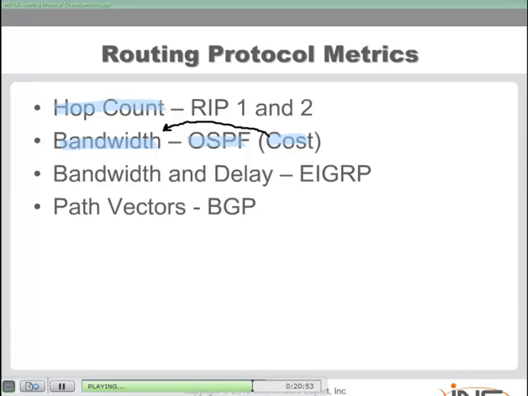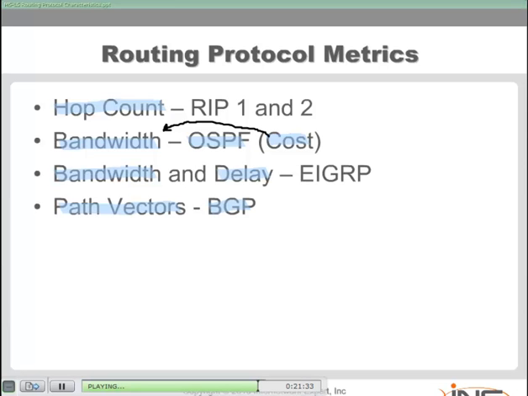EIGRP is so sophisticated, it uses what we call a composite metric. It considers both bandwidth and delay values in order to create the metric that is used for the best path determination. And BGP, the most sophisticated of all, potentially uses a whole bunch of different attributes that could be used to calculate the best path, and we call these path vectors. We'll talk more about this when we discuss BGP in more detail in this course.